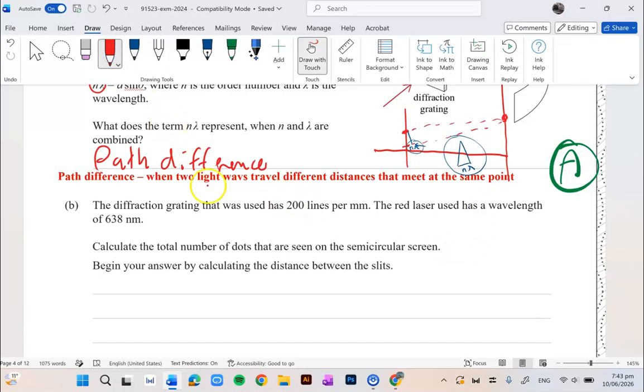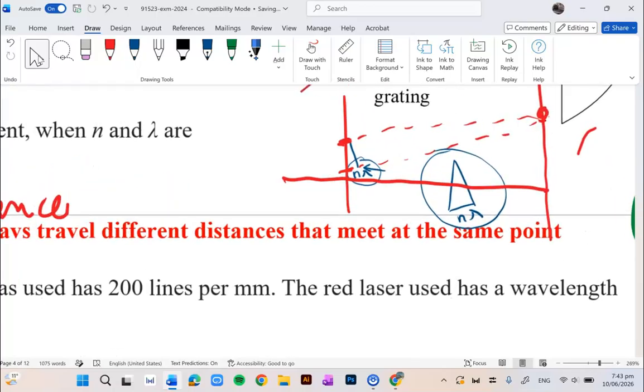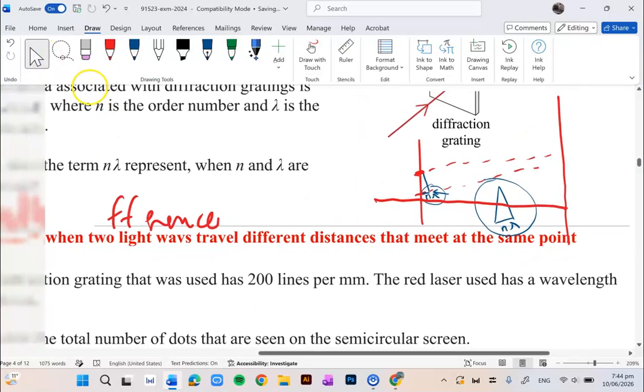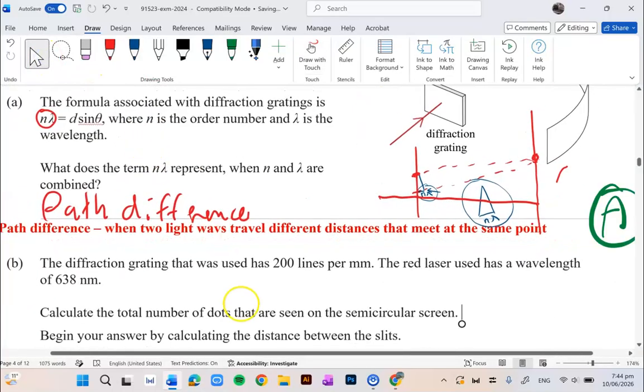Okay, I just wanted to clarify this first question a bit more because it might still be confusing. You see that little gap there? That's the difference in the distances of the light source. And that is what our n lambda is, right? That's our path difference. That little extra distance you see there. And I've just scaled it up in that drawing. Hopefully that makes sense. Alright.